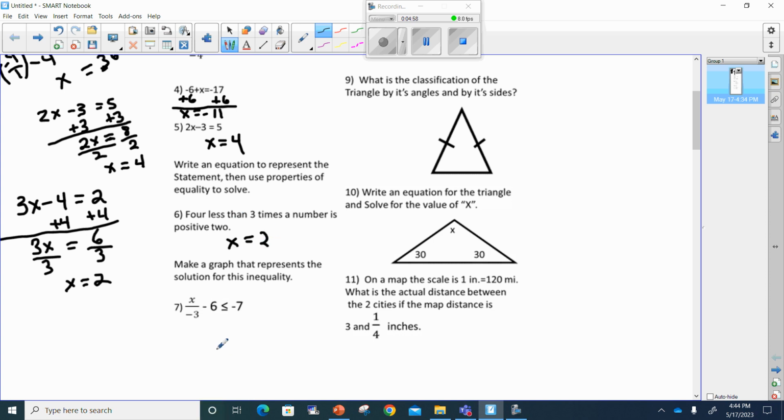Next is number 7. This is a two-step equation with an inequality. I'm going to solve it the same way that I did with the equation. Once again, I'm going to move everything away from x. I got a negative 6 here, so I'll add 6 to the side in order to get rid of it, which means I'll add 6 over here.